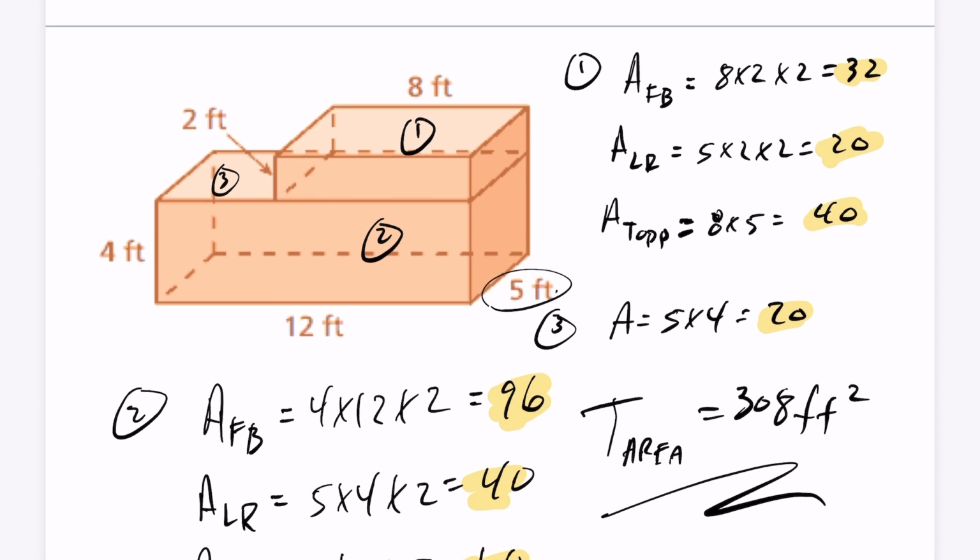All right, that concludes today's lesson on calculating the surface area of composite shapes. Thank you.